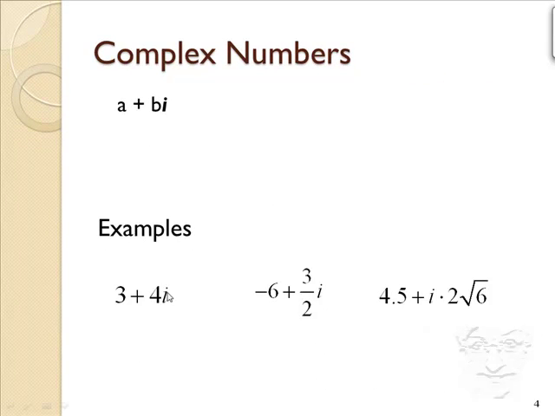Examples of complex numbers are 3 plus 4i, negative 6 plus 3 halves i, 4.5 plus 2 square root of 6 i. Notice that in each case you have a real part, 3, negative 6, 4.5, and an imaginary part, 4i, 3 halves i, times 2 square root of 6.